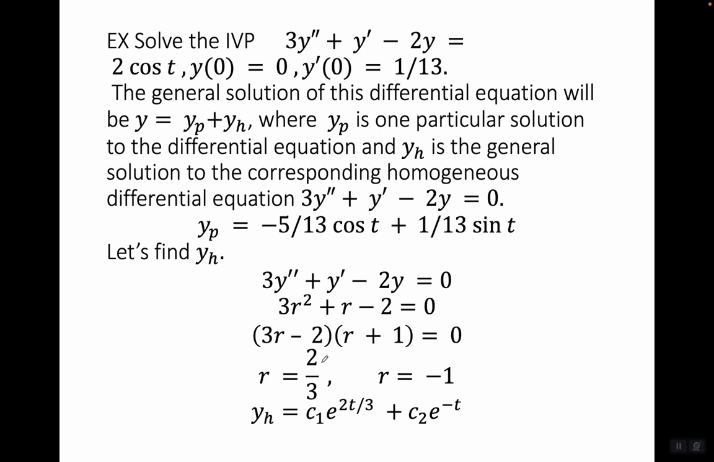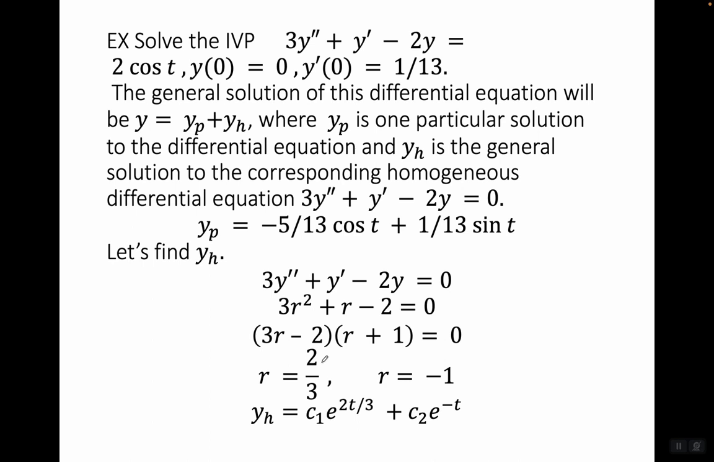Okay, so now let's solve the initial value problem. 3y double prime plus y prime minus 2y equals 2 cosine t. Y of 0 equals 0. Y prime of 0 equals 1/13. This is the same differential equation we just solved a moment ago, but now we have these initial conditions.